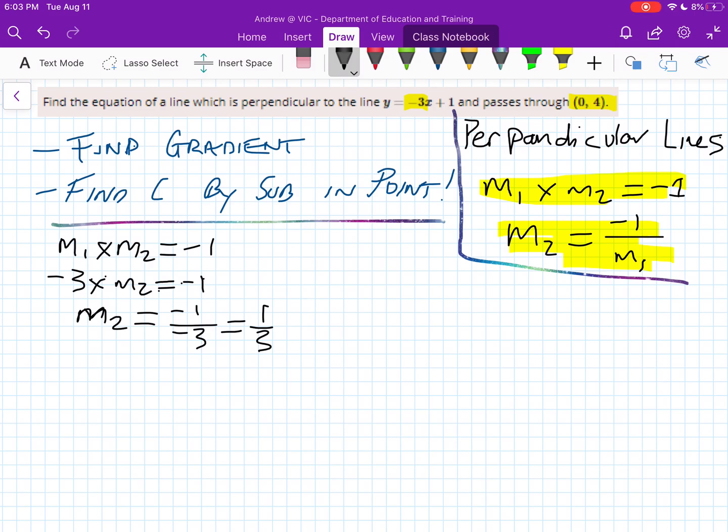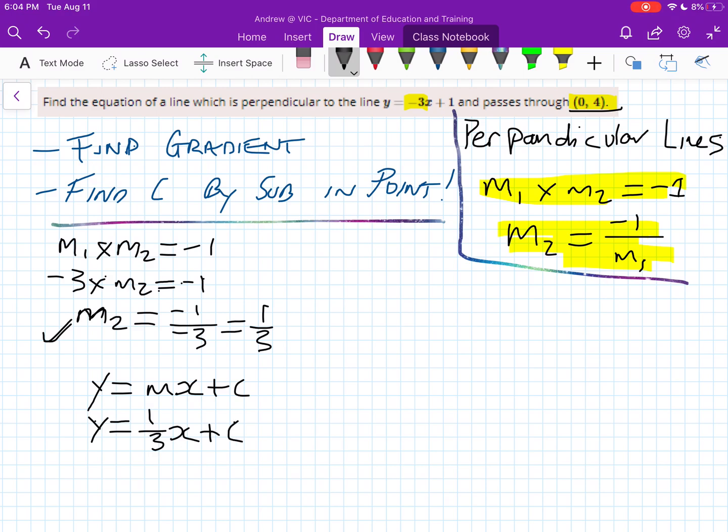So we've found our M value, our gradient. Now we need to find C by substituting in a point, and look at that, we've got a point up here. So we write out our equation y = mx + c. Now we have our M value of 1/3, so y is equal to 1/3 x plus c.